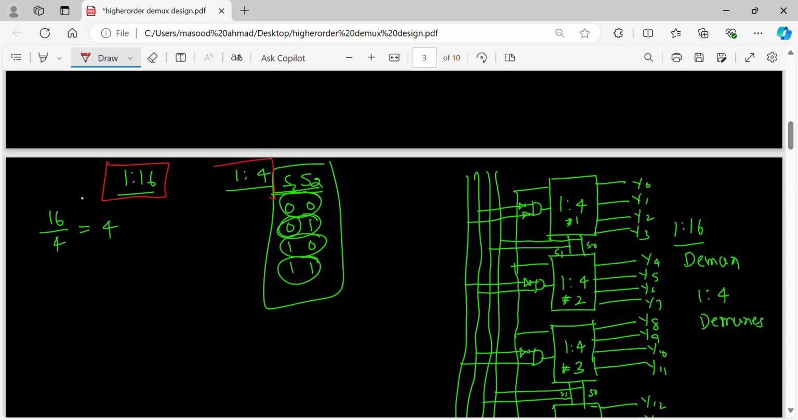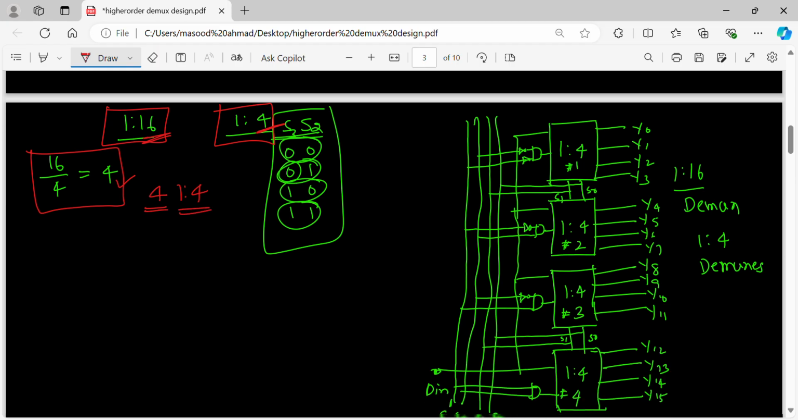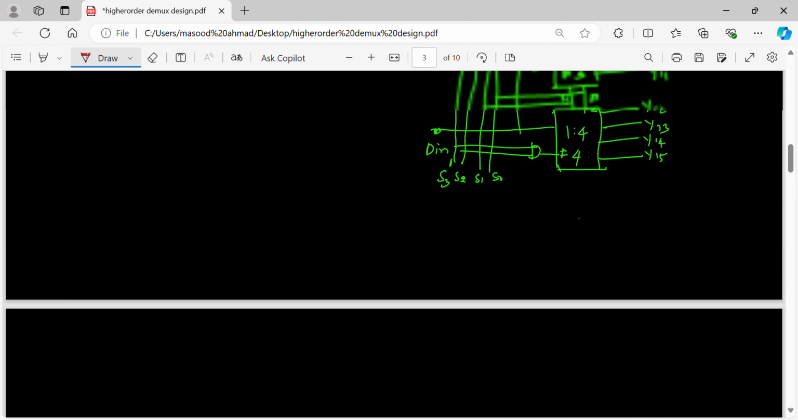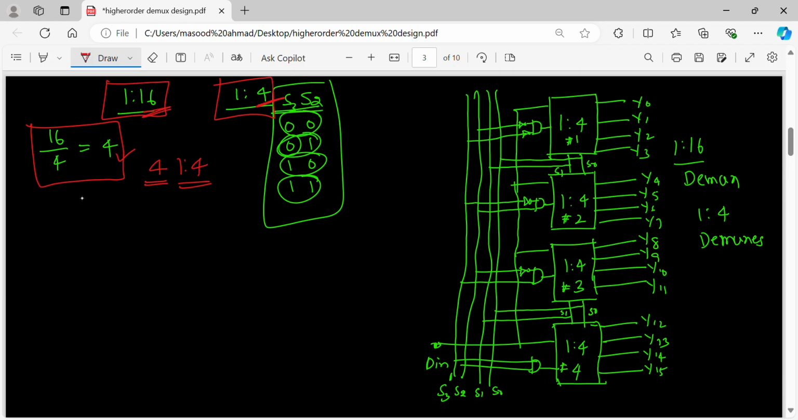This will be more clear if I take another example wherein I would like to design a 1:16 demultiplexer from 1:4. So how many output lines? 16. How many do I have? 4. 16 by 4 will give you 4. So I need 4 demultiplexers of 1:4. I have 1, 2, 3, 4, with outputs y0 to y3, y4 to y7, y8 to y11, y12 to y15.